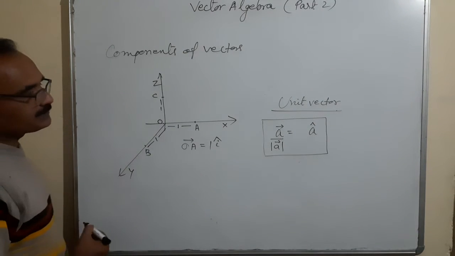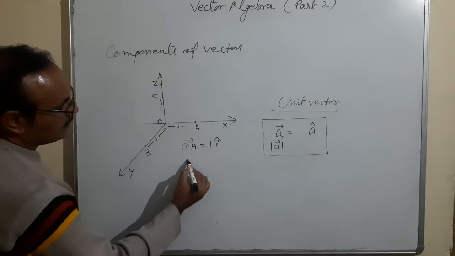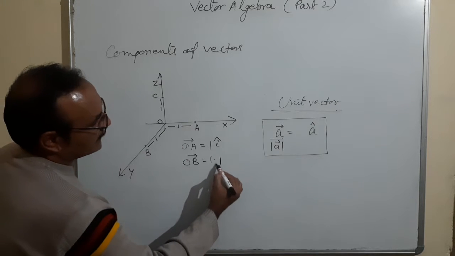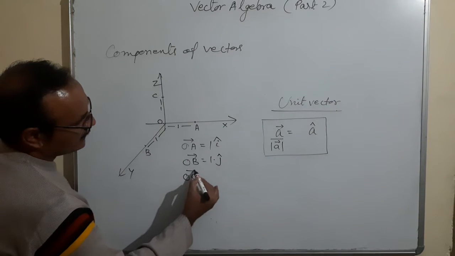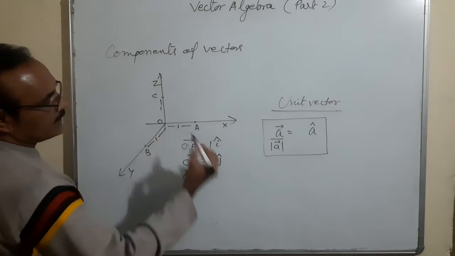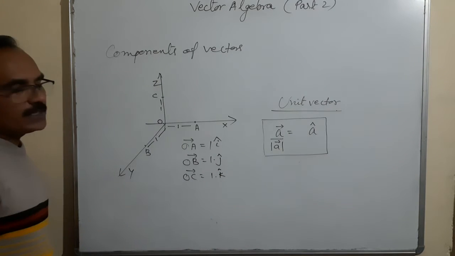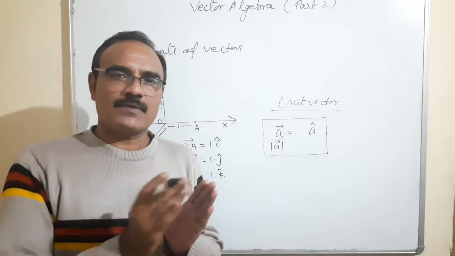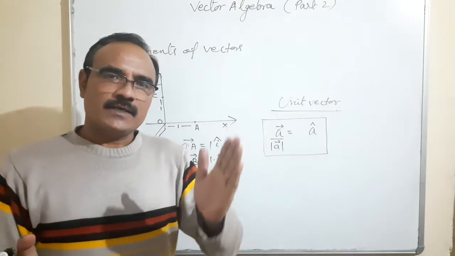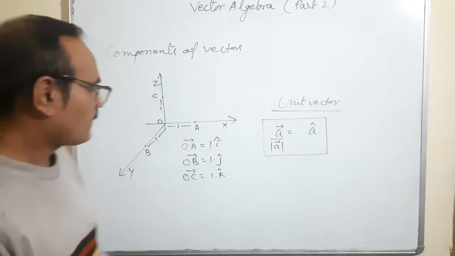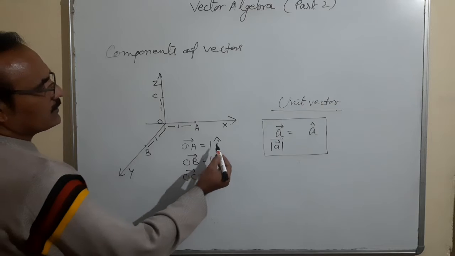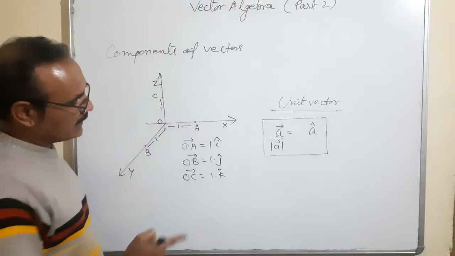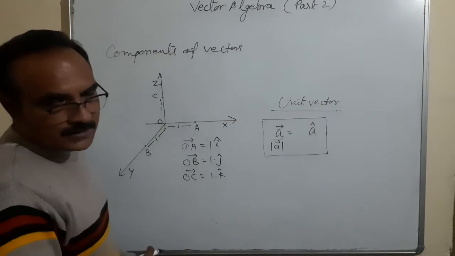Along the y-axis we'll take J. So vector OB is equal to 1 into J cap, and OC is equal to, along the z-axis, K cap. So these are I cap, J cap and K cap. These are all the unit vectors along the direction of the x-axis, y-axis and z-axis respectively. So we will remember this: I cap, unit vector along the x-axis, J cap, unit vector along the y-axis, and K cap, unit vector along the z-axis.